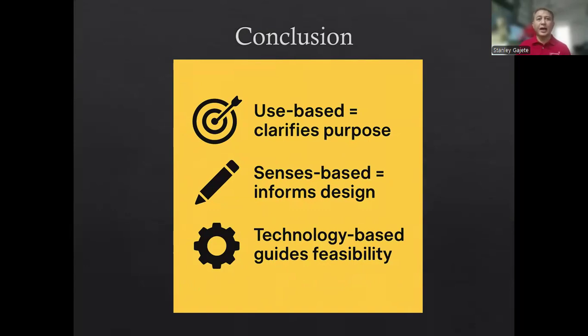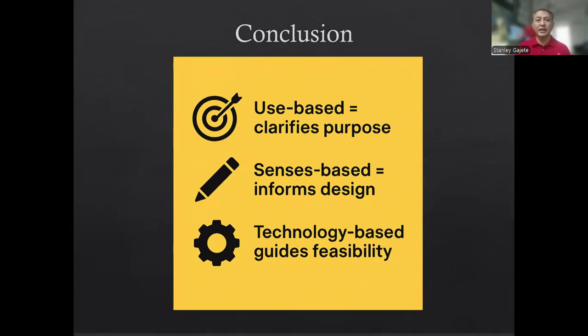Just a quick recap. The three classifications are interconnected. Use serves purpose, ensuring clarity of what you want to achieve. Senses means design, ensuring materials are comprehensible and engaging. And lastly, technology or feasibility ensures materials are accessible and realistic given the resources and context.